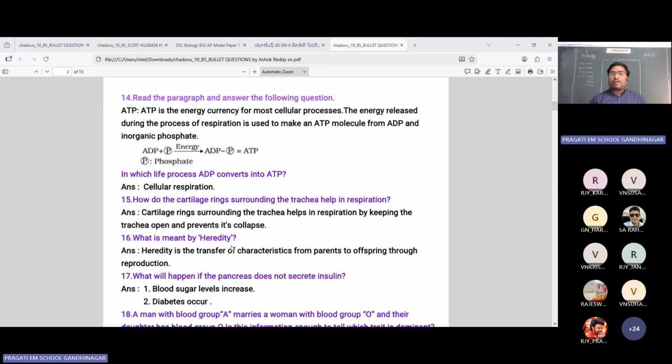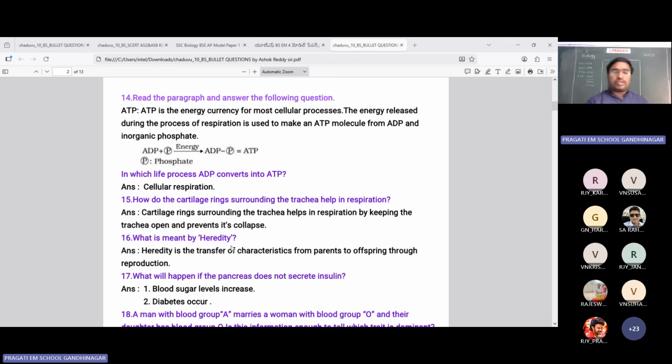Gregor John Mendel experimented on pea plants. In his experiments, he experimented on pea plants. The scientific name of the pea plant is also very, very important: Pisum sativum. Okay.